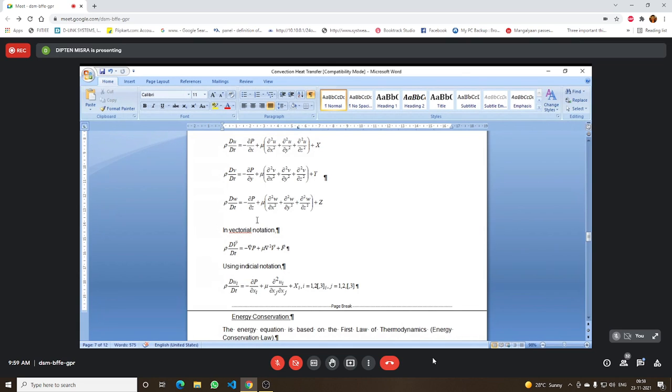So when i is equal to 1, you have x; i is equal to 2, you have y; i is equal to 3, you have z. Then mu into del 2 ui. What is the value of i? It may be 1, it may be 2, it may be 3. Accordingly, it will be u or v or w.